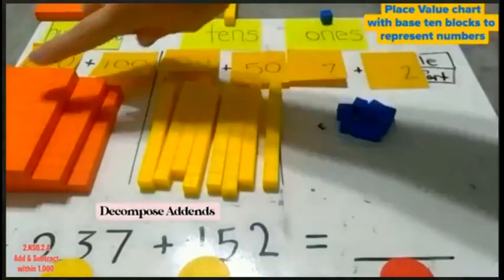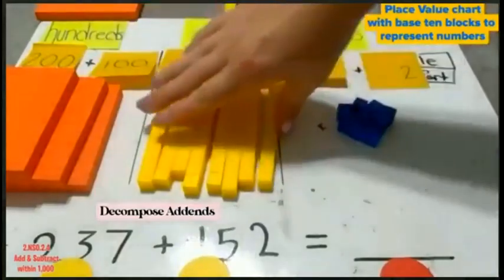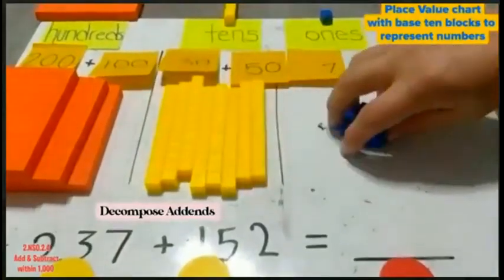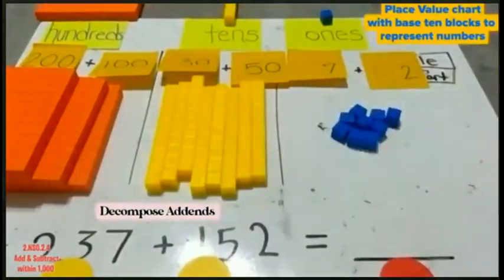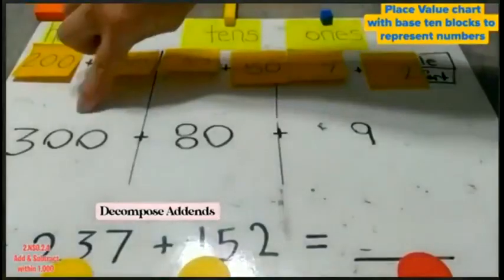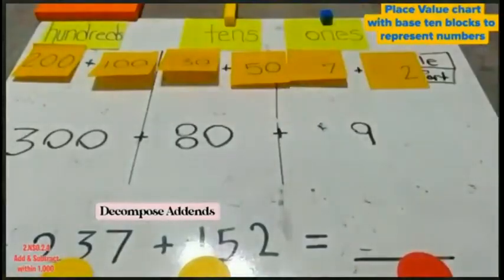As students start to manipulate and add the blocks together, they should be able to compose their answer, keeping in mind that we want to make sure there's a digit in each place value.